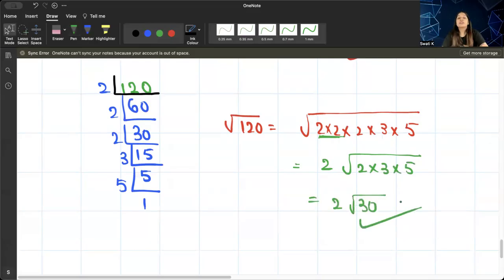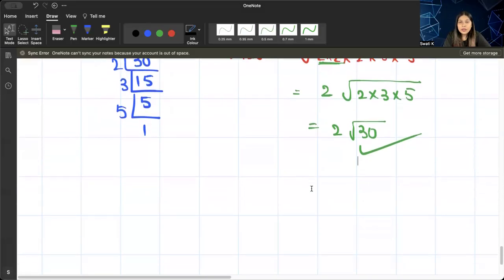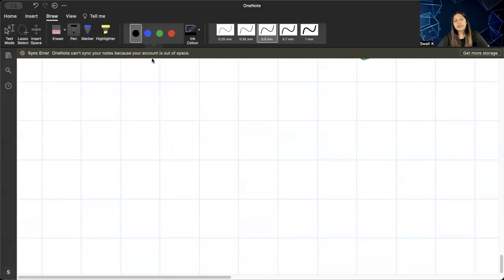That's the answer. What is the square root of 120? The answer is 2 root 30. That's it. Okay. Now we can go to some big numbers, right? For example, if I just write down here 625, the method is same, right? You can just use the same method. Just write down the pairs and then take the pairs outside and then you'll get an answer.